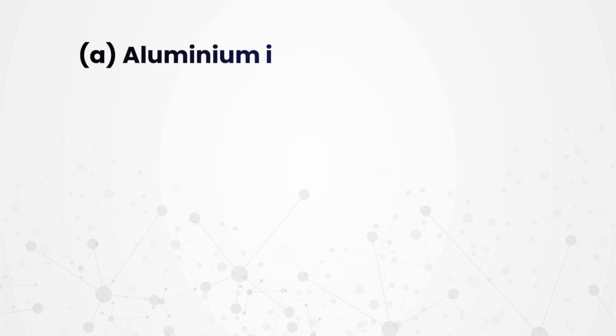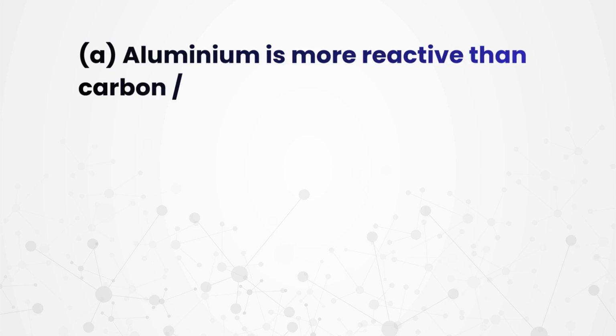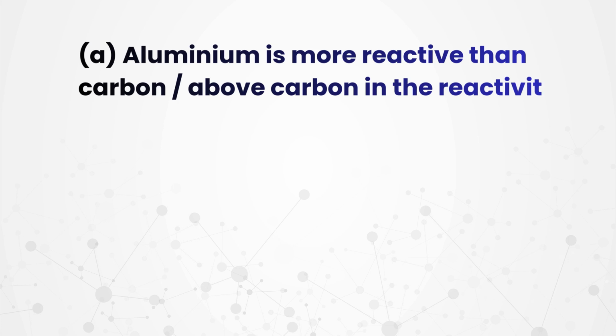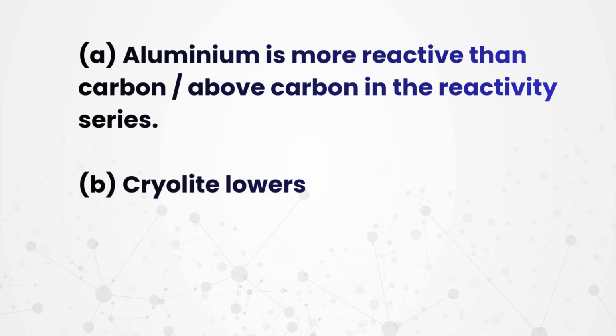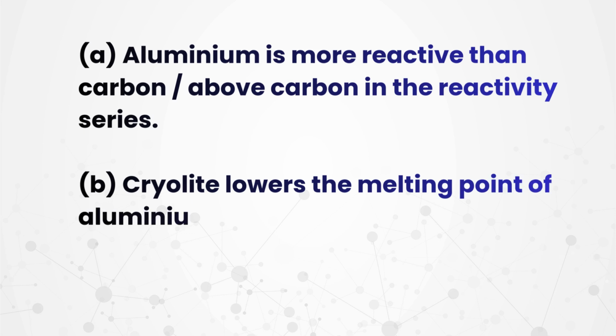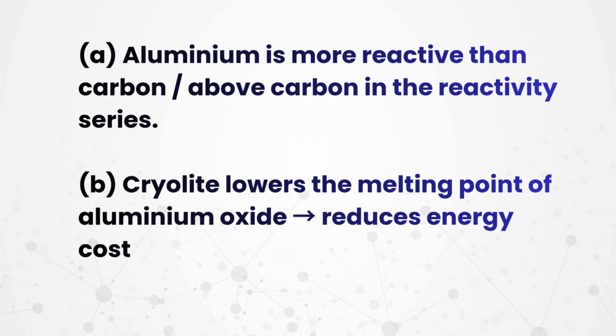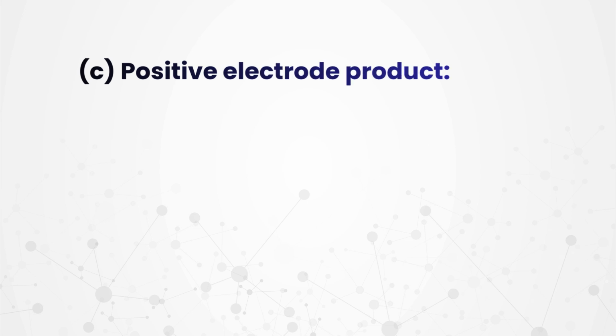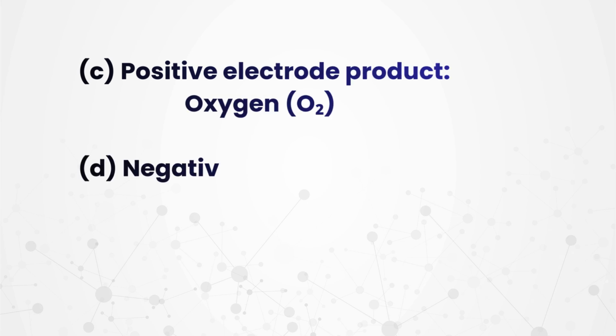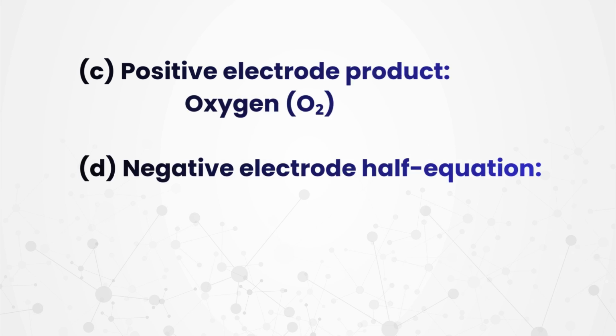A. Aluminium is more reactive than carbon and is above carbon in the reactivity series. B. Cryolite lowers the melting point of aluminium oxide, which reduces energy costs. C. Positive electrode product is oxygen. D. Negative electrode half equation is Al3+ + 3e- gives Al.